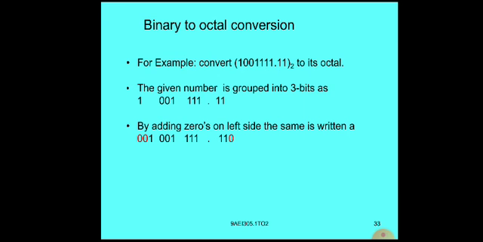Okay, so this is the way you write the octal equivalent of a binary number. 001 means 1, 001 means 1, 111 means 7, 110 means 6. So this is the conversion: 1001111.11 equals 117.6.